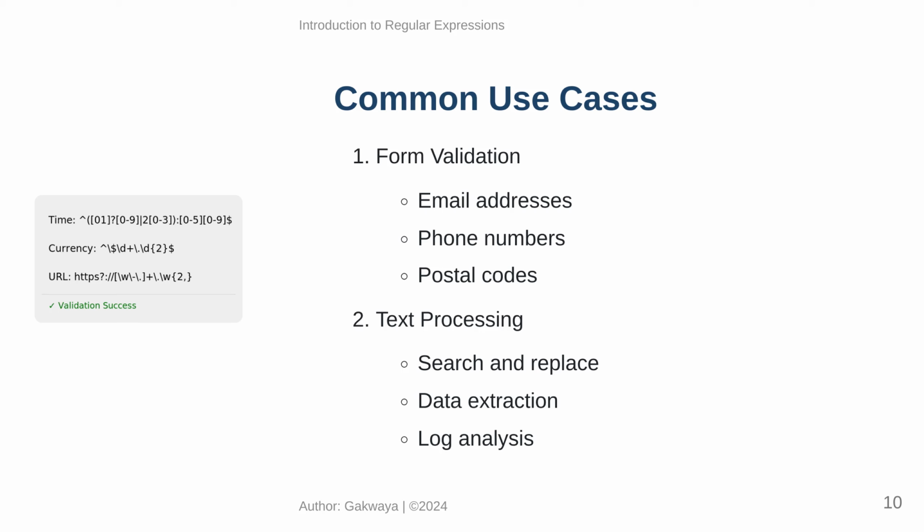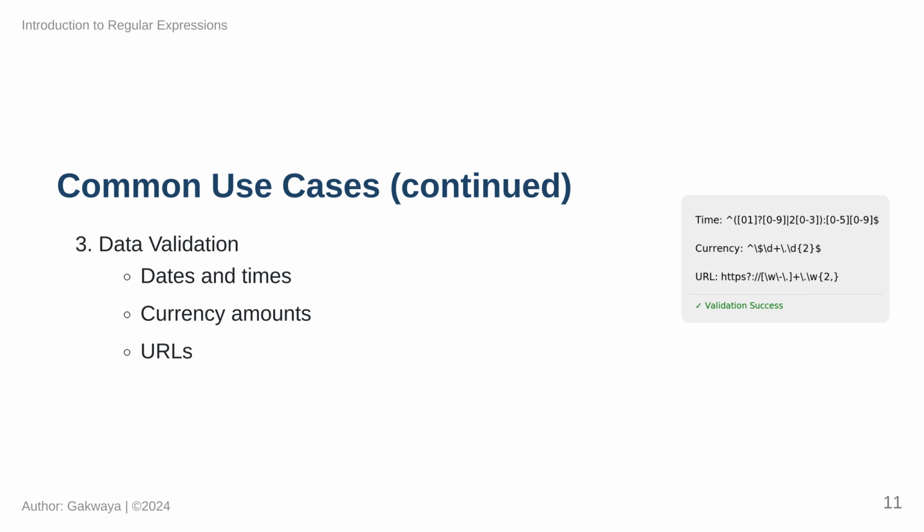Regex is particularly powerful for data validation scenarios. When dealing with user input or data processing, we often need to verify that data follows specific formats. For times, we can ensure values are between midnight and 23:59. Currency validation can check for proper decimal places and currency symbols. URL validation can verify proper protocol and domain structure. These patterns help maintain data integrity and improve user experience by catching errors early.